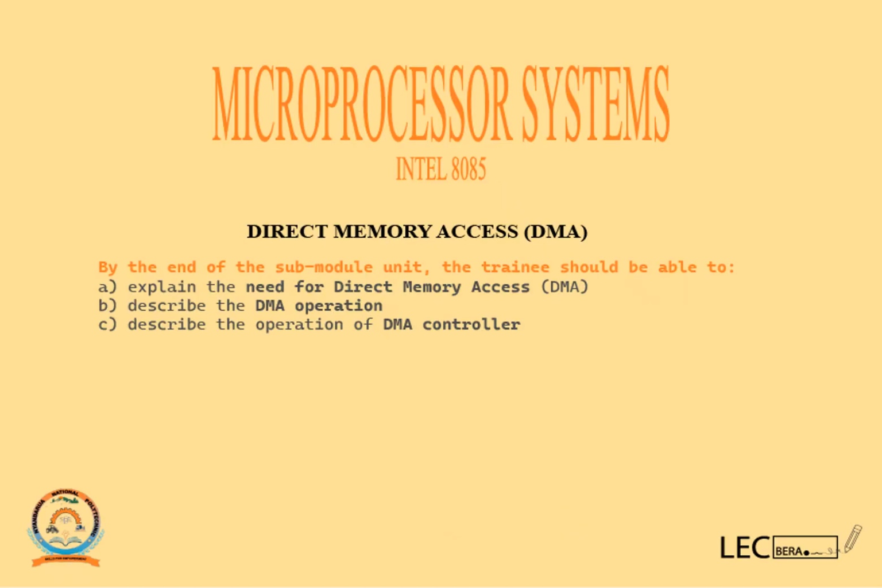So in this topic of direct memory access, you are supposed to explain the need for direct memory access, describe the DMA operation, and describe the operation of the DMA controller. We are going to cover the need for direct memory access and DMA operation in this first lesson. The second lesson, when we meet physically, this week we are going to have a physical class. In that physical class, I'm going to cover the DMA controller. So the operation and the need for DMA is going to be covered in this topic.